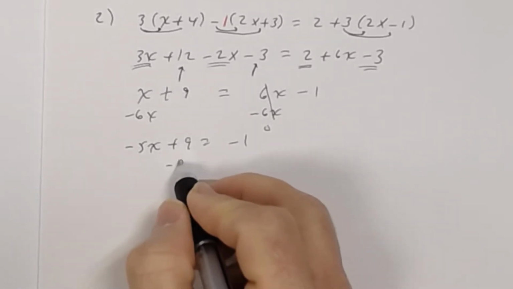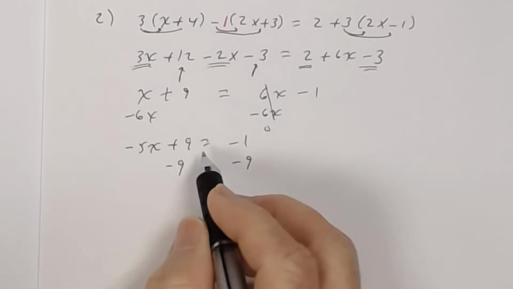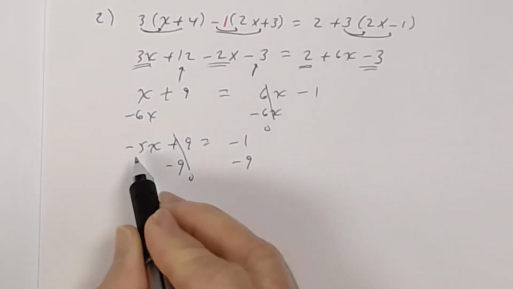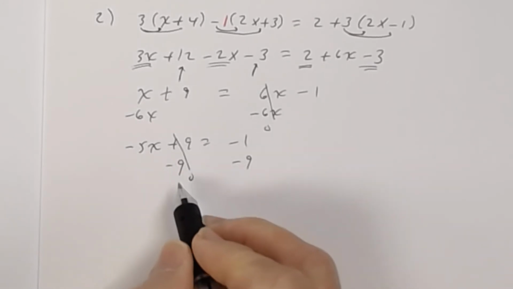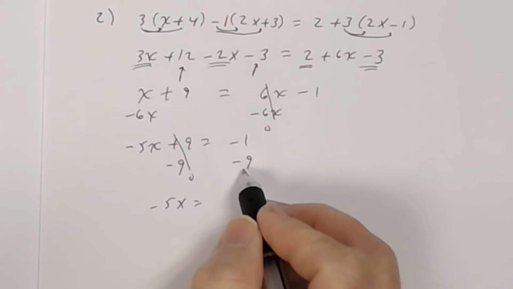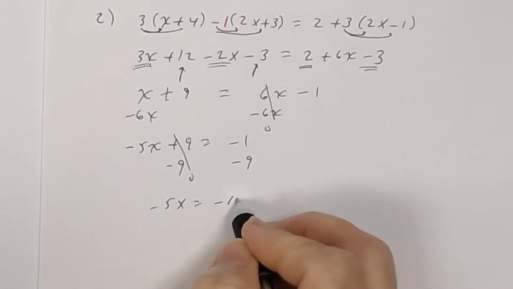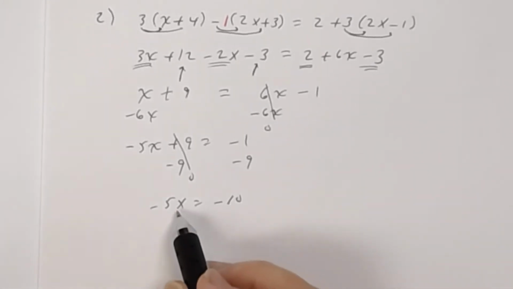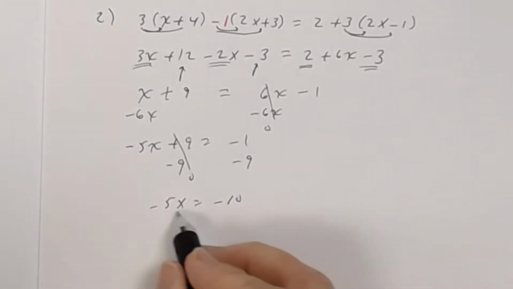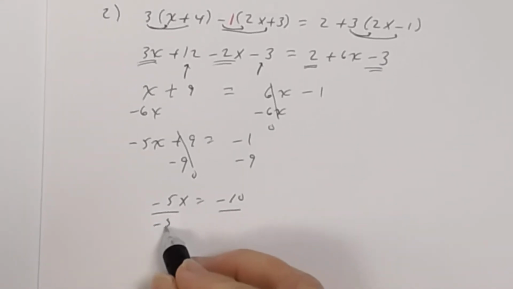And the next step is to, right now I'm adding 9. The opposite is to subtract 9 from both sides. And so when I combine like terms, this is 0. 9 and negative 9 is 0. A negative 5x plus 0 is negative 5x equal a negative 1 and a negative 9 is a negative 10. And then to get the variable x by itself, right now I'm multiplying by negative 5, which means a coefficient is negative 5. So I'm going to divide both sides by negative 5.